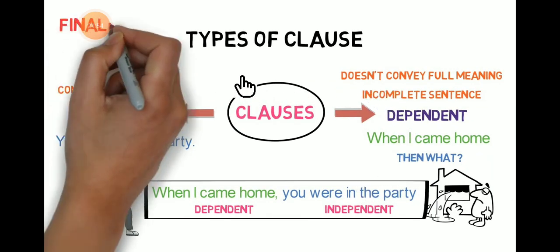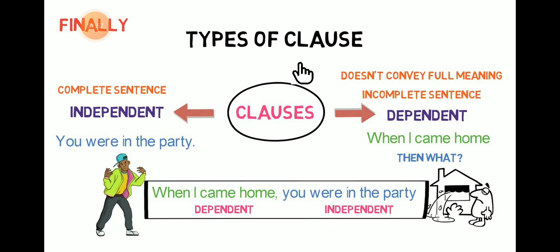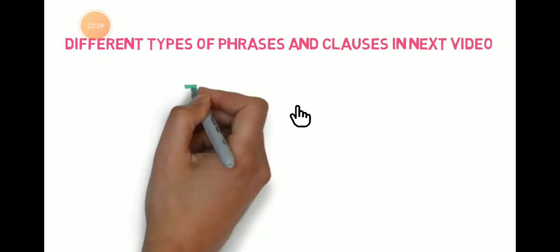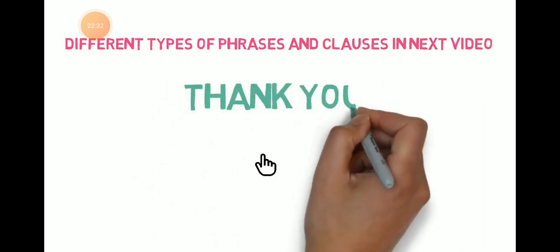Then we learned how many types of clause there are. So here there are two types of clause, independent and dependent clause. Independent is a complete sentence with a complete meaning. A dependent clause is an incomplete sentence with an incomplete meaning. And we have discussed the independent and dependent clause with the help of various examples. Now, different types of phrases and clauses we are going to revise in the next video. For the time being, thank you, bye bye.